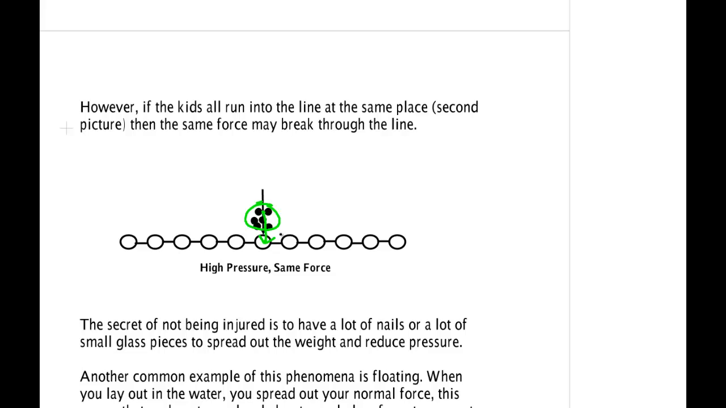Militaries figured that out years ago. Try to bring superior forces to a single point in the battlefield. So high pressure with the same force can penetrate. So it's not the force, it's the force over area that's often important in material science, and it's certainly what's important in fluids. Let me talk about one more example.